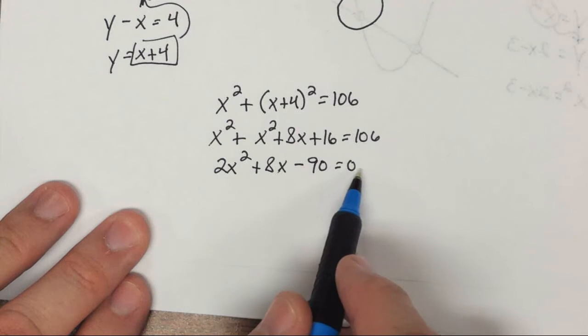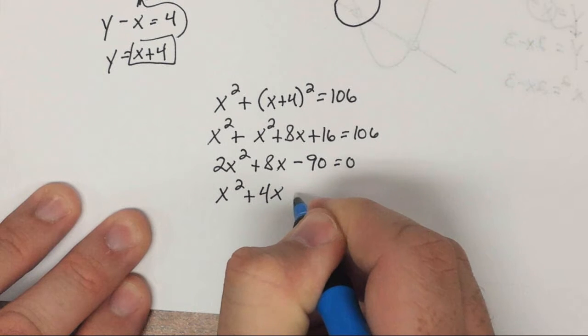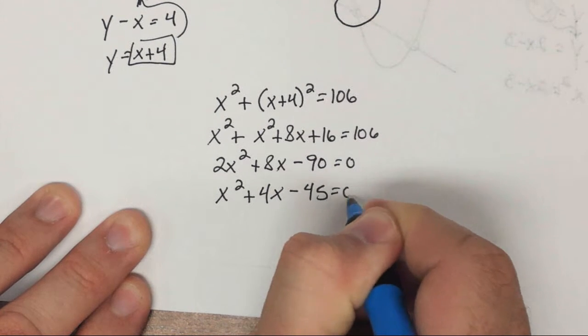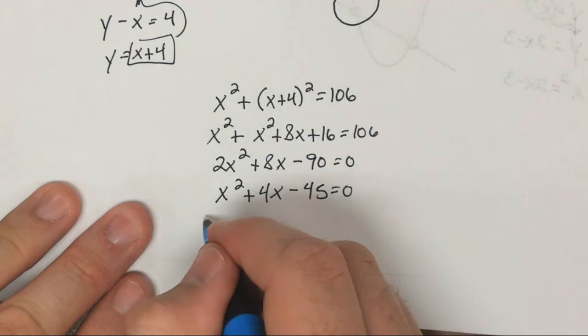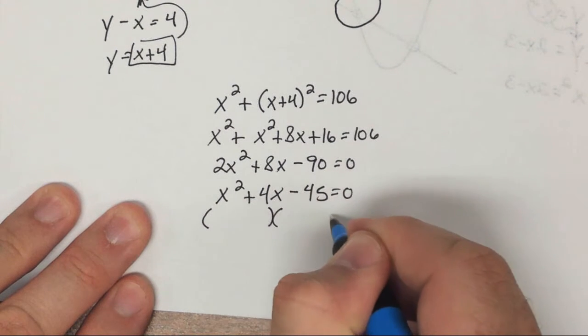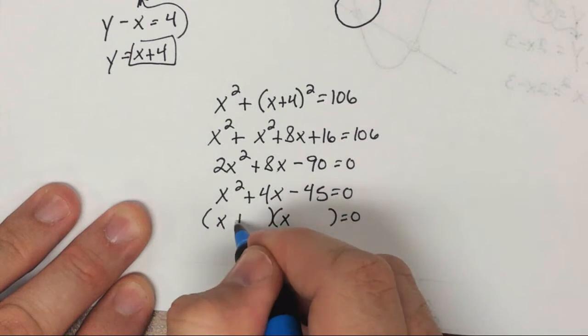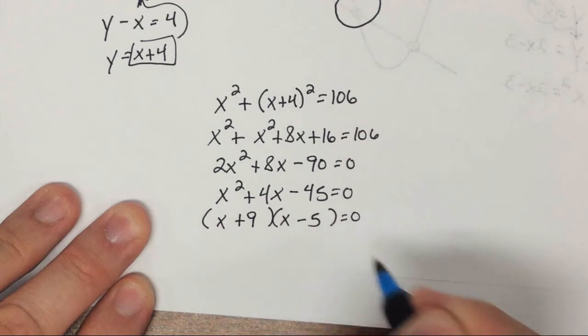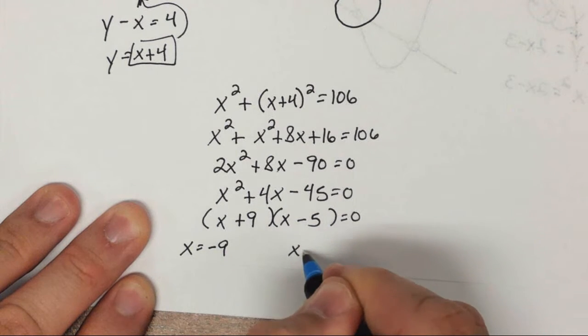Divide everything, including the 0, by 2. Gives you x squared plus 4x minus 45 equals 0. And then that's not a bottoms-up problem. We factor like normal. Adds to give us 4, multiplies to give us 45 would be a positive 9 and a negative 5. So I have answers of negative 9 and 5.